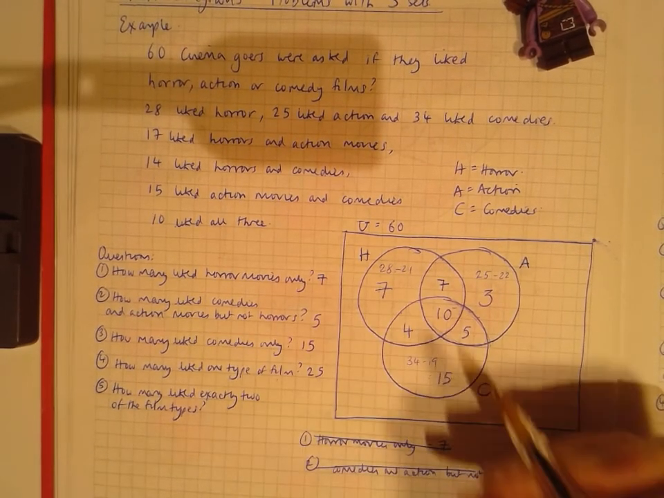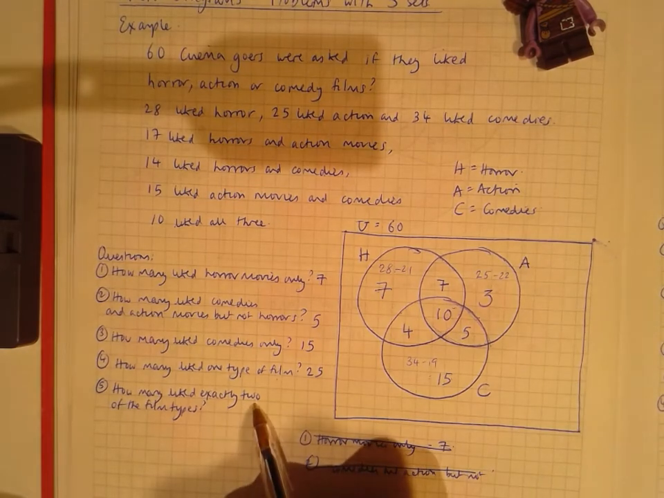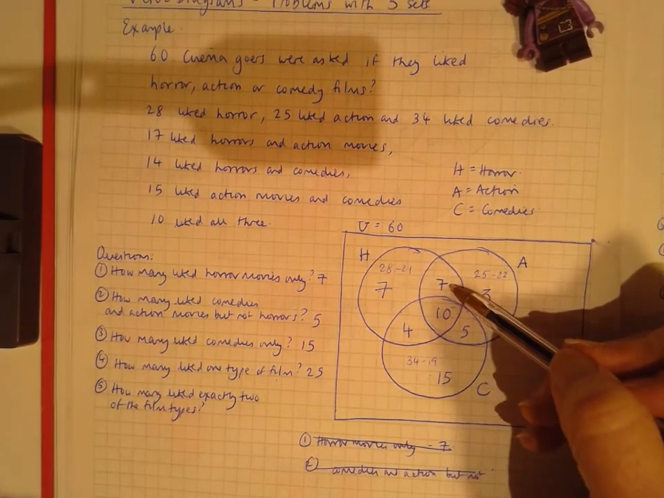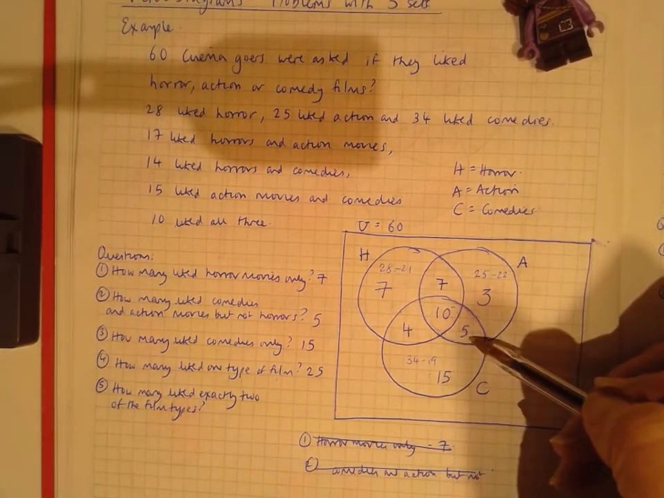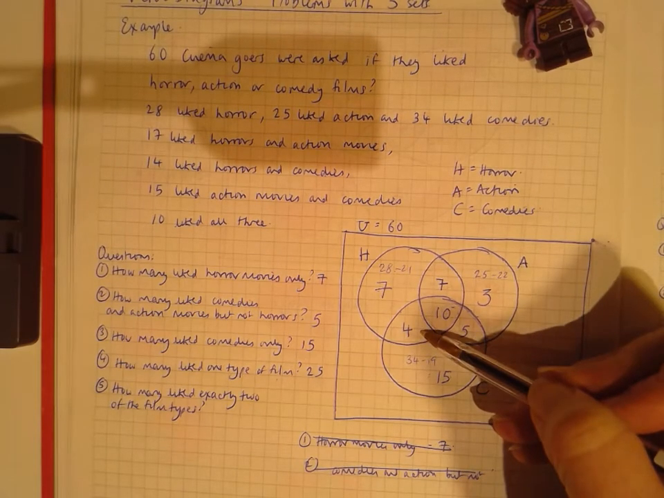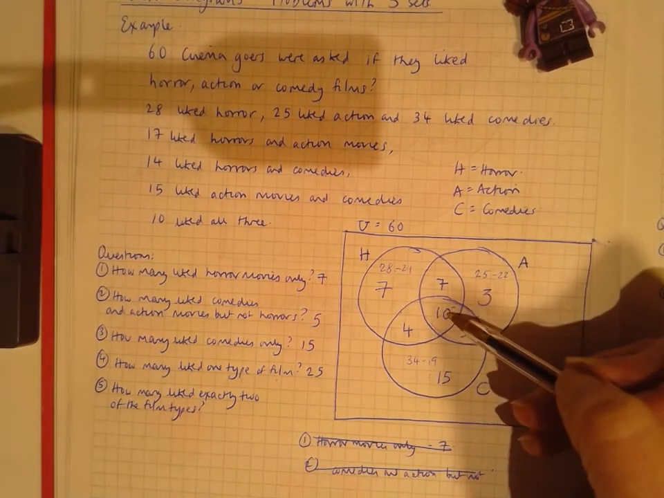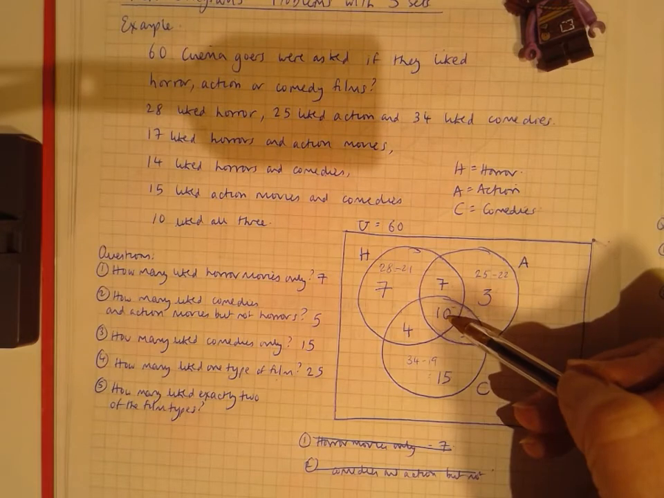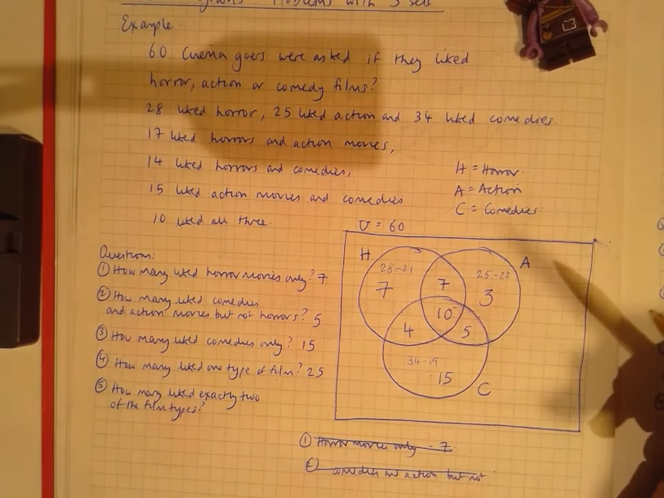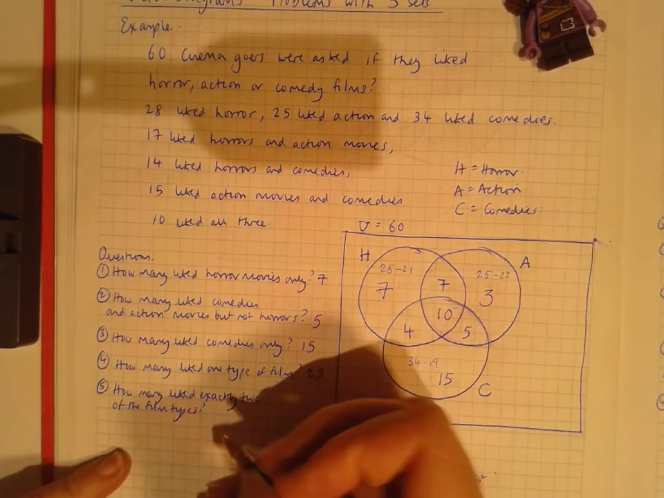How many liked exactly 2? Well, 7 people liked horror and action, 5 people liked action and comedy, and 4 people liked horror and comedy. So it's just these people, not these 10, because they liked all 3. But we're talking about which ones liked exactly 2. So 7 and 5 is 12 and 4 is 16.